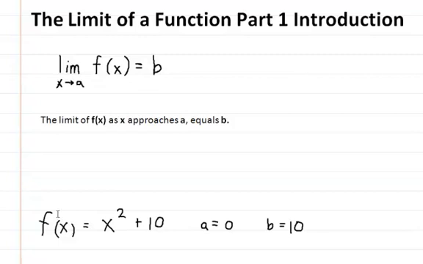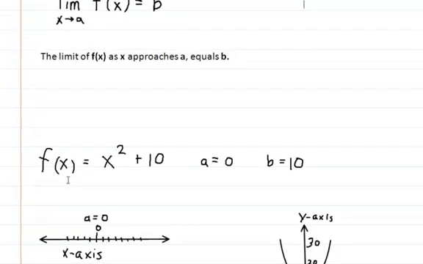And here I said what f of x will be in this equation, and f of x can be anything. Any of these variables can be anything. I'm just saying this is what I'm making them. So f of x is going to be equal to x squared plus 10. a will be equal to 0, and b is going to be equal to 10. So let's come down here.